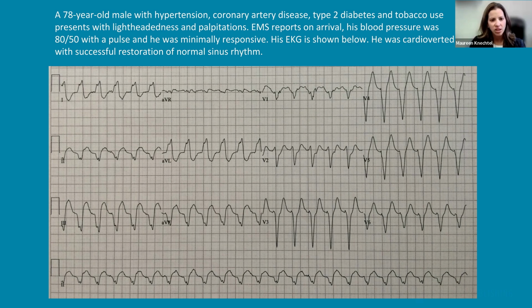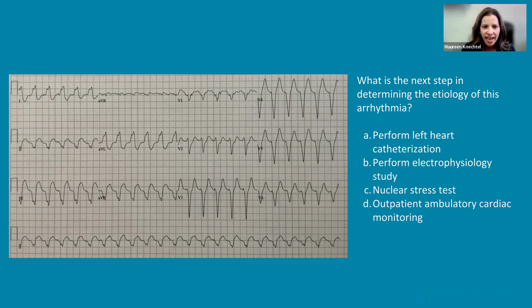So just take a few seconds and look at this EKG. And what would you say about this? What do you think is going on? So that's step one. And then we'll apply that to a clinical question. Okay, so you can still take a look at the tracing. And the question is, what is the next step in determining the etiology of this arrhythmia?